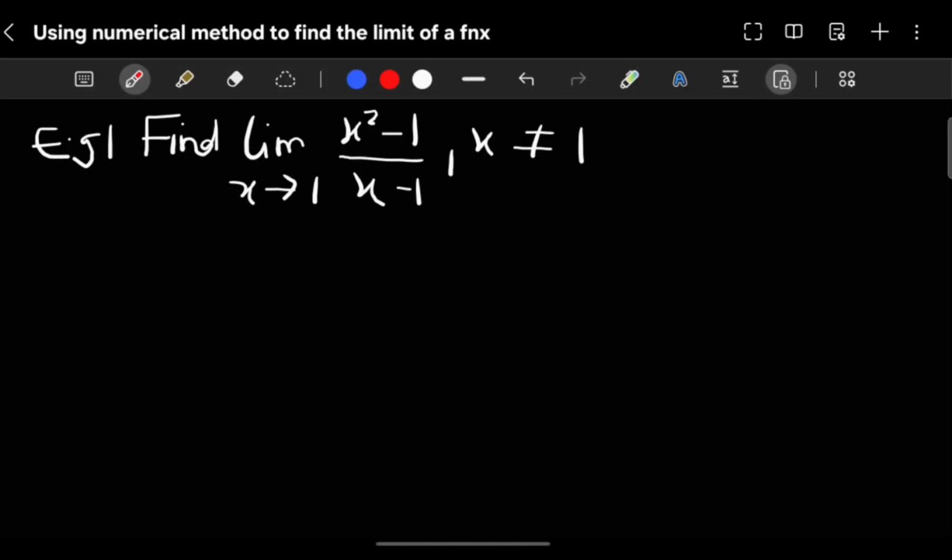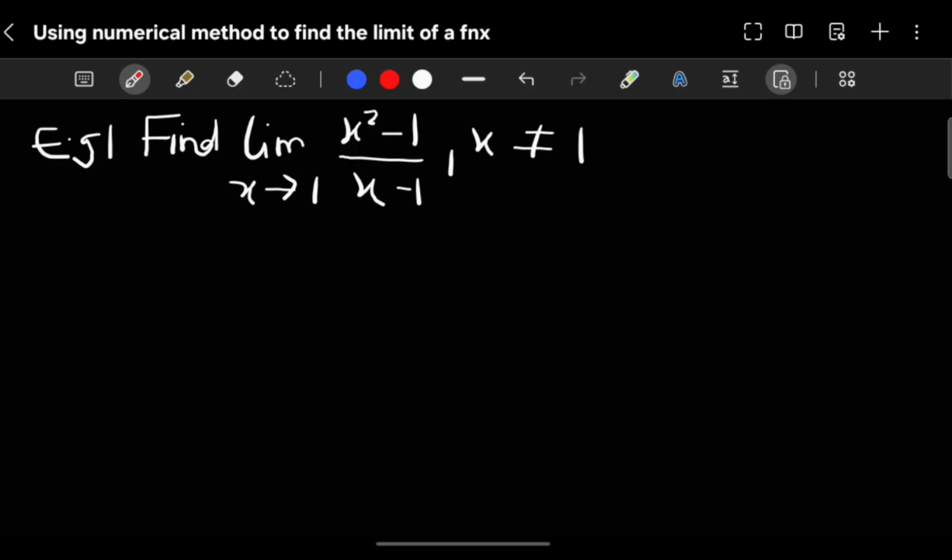In today's video, we're going to be talking about using the numerical method to find the limit of a function. Example 1: find the limit as x approaches 1 of (x squared minus 1) divided by (x minus 1), where x is not equal to 1. The reason being that when x is equal to 1, the denominator is 0. So these are more like the exceptions, as in the domain, x can't be 1, right? Good. So now let's get right into the video.